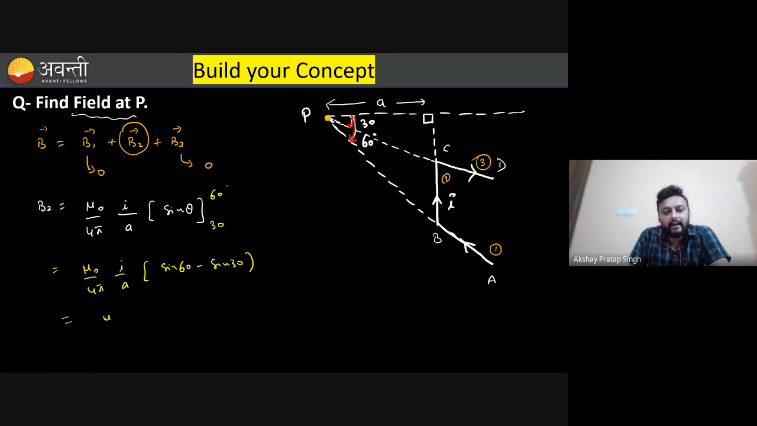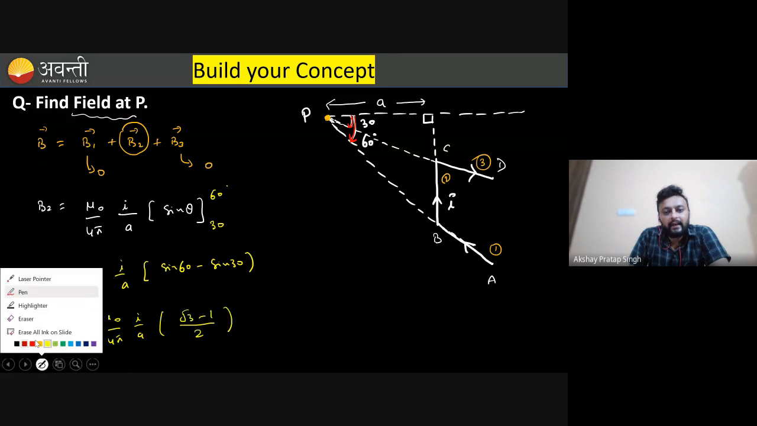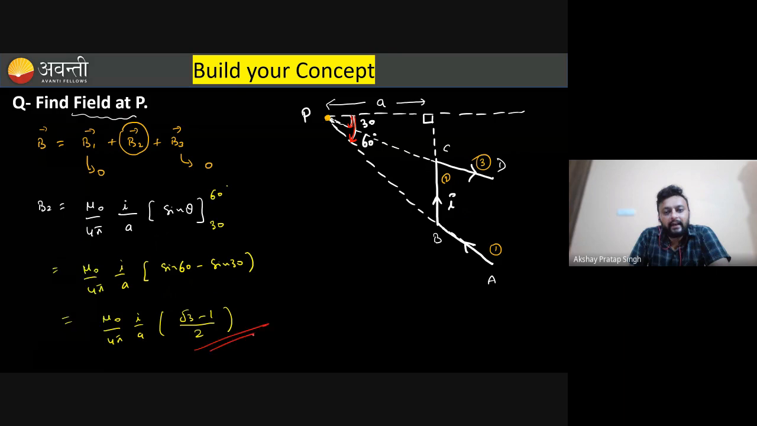That is mu naught divided by 4 pi, I by a. Sin 60 is root 3 by 2 minus 1 by 2. So 2 will be the LCM, that is root 3 minus 1. So that will be your answer. You can again simplify it however you want. This can be written with 8 pi. So that's your part. This is B2.